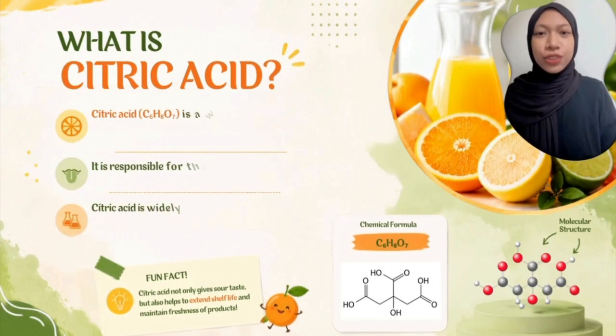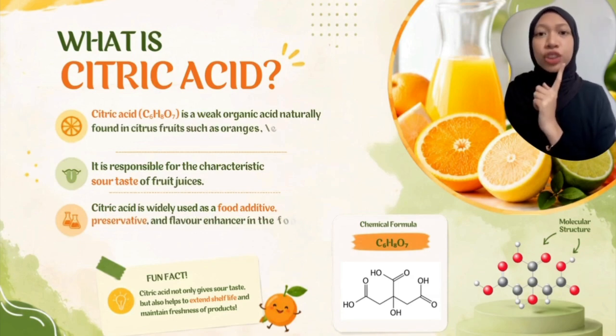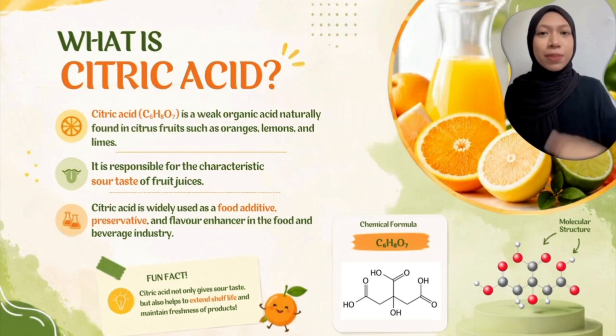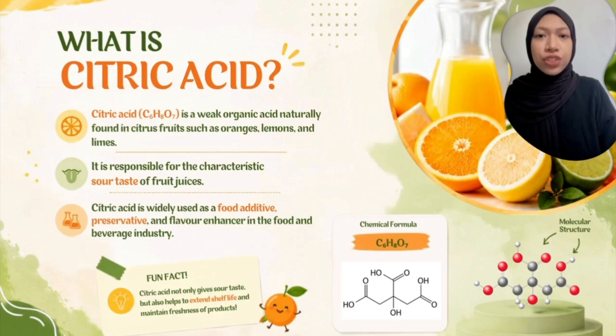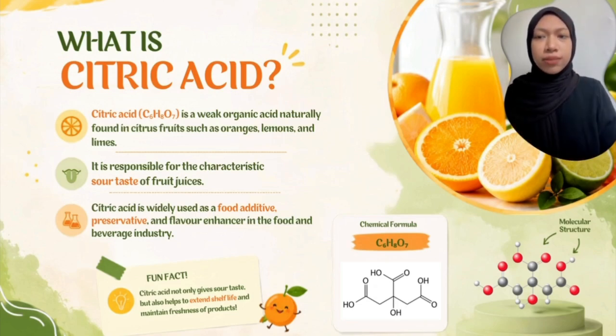Hi everyone, so today we are going to talk about citric acid. Did you guys know what actually citric acid is? Let me explain. So, citric acid is a weak organic acid naturally found in citrus fruit such as orange, lemon, and lime. It is responsible for the characteristic sour taste of fruit juice.